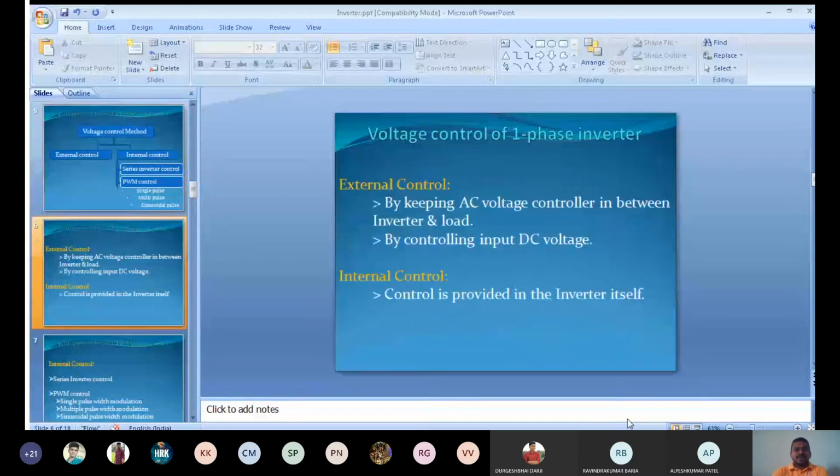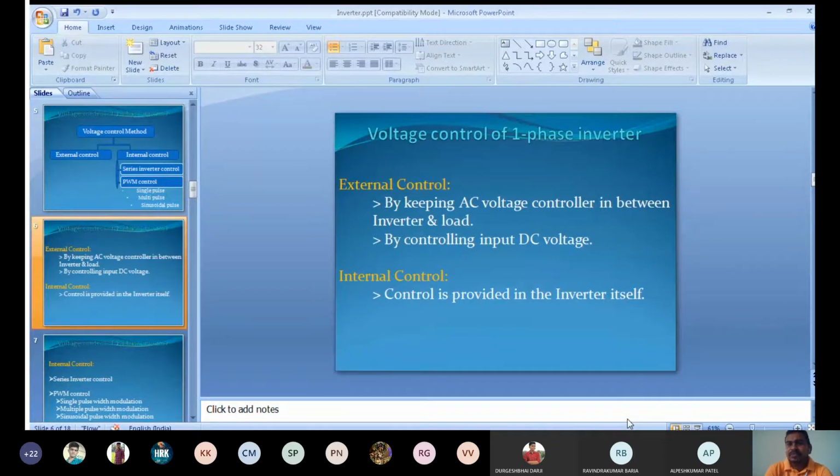I already discussed the external control, by keeping the AC voltage controller in between the inverter and load. That means we are doing something outside of the inverter, not inside of the inverter. In the external control method, in between the inverter and load, we are putting an AC voltage controller which controls the voltage. Outside of the inverter, that's why it is known as the external control method.